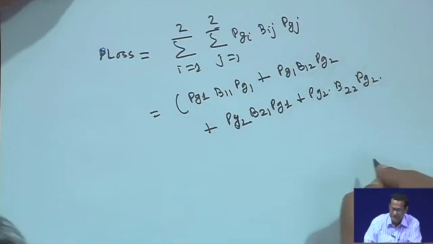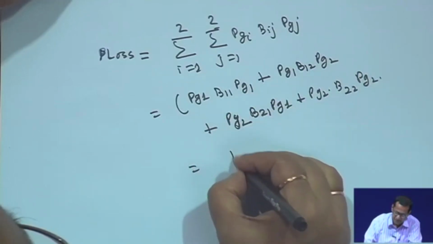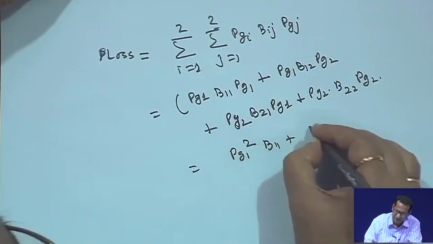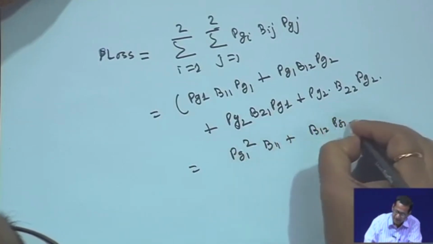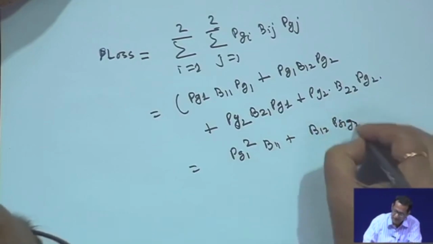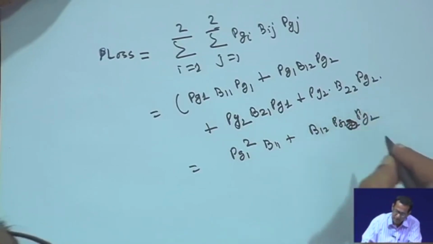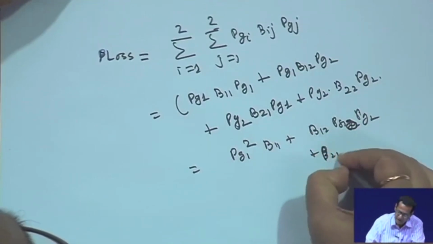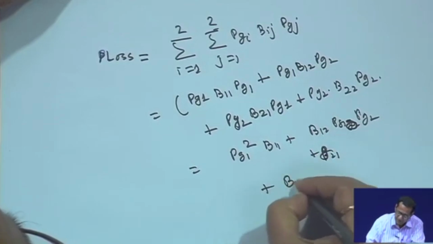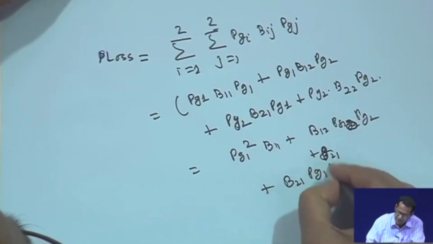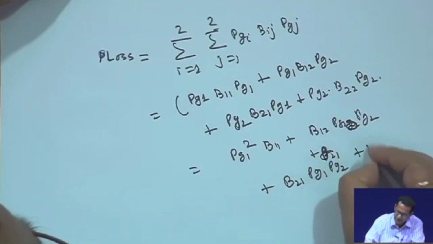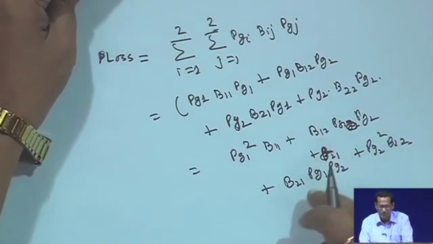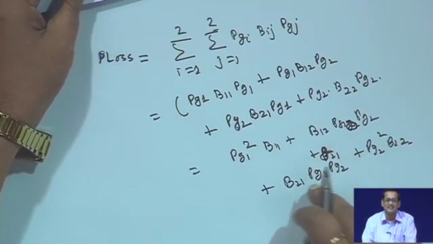then when i is equal to 2, Pg2, then B22, j is equal to 2, then Pg2. That means this is Pg1 square B11, plus B12 Pg1 Pg2, right. Here also B21 Pg1 Pg2, plus Pg2 square B22, right. Actually B12 is equal to B21, in general, right.